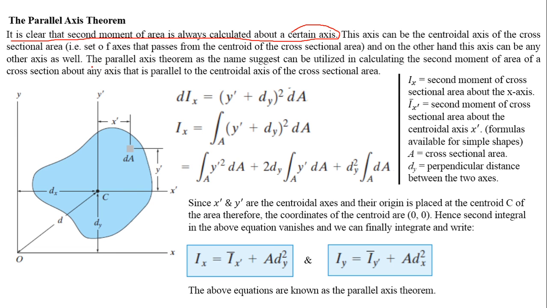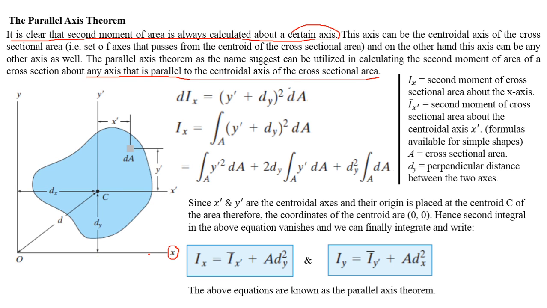So what is the parallel axis theorem then? The parallel axis theorem, as the name suggests, can be utilized in calculating the second moment of area of a cross section about any axis that is parallel to the centroidal axis of the cross section area. So this means that if this y dash and x dash are the centroidal axis of this arbitrary shape cross section area, then we can use the parallel axis theorem to calculate the second moment of area about this axis x, which is parallel, as you can see, to the centroidal axis x dash.